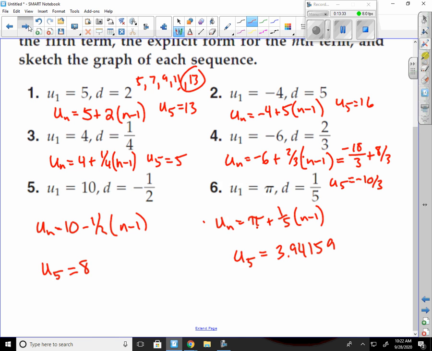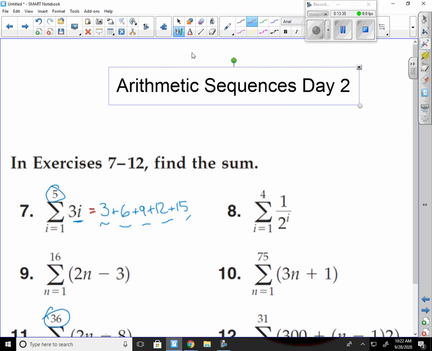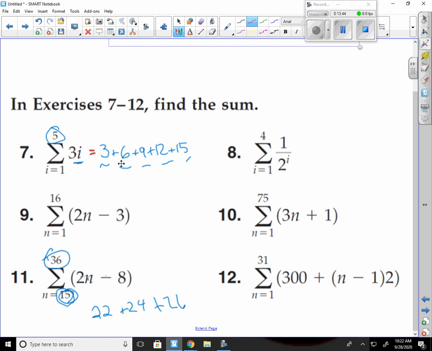All right, let's do the next one. Arithmetic sequences, day 2. I didn't realize that when I'm showing people how to do the assignments that I'm writing on the assignments, so you all got a bonus there because I already showed them how to do this one.